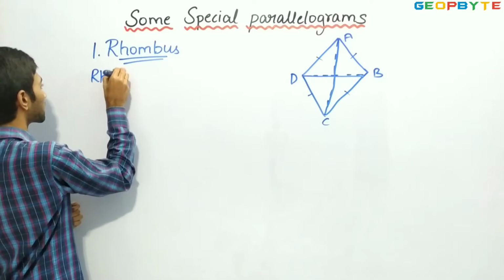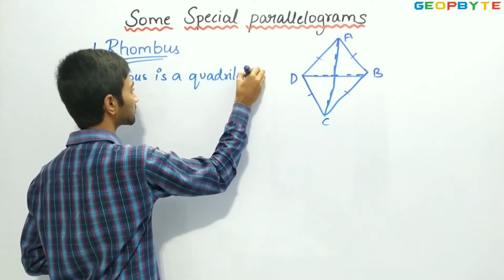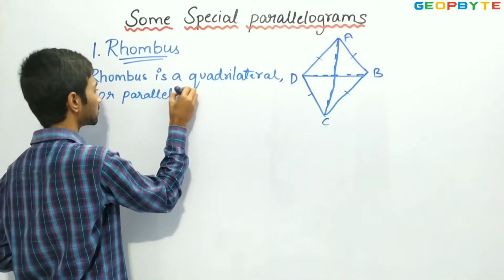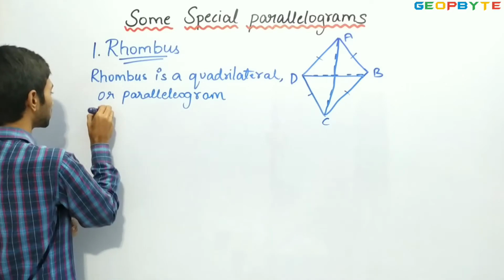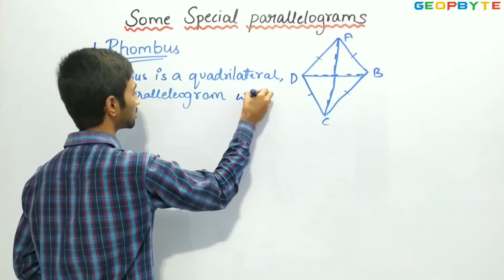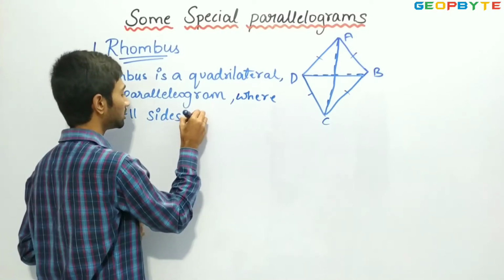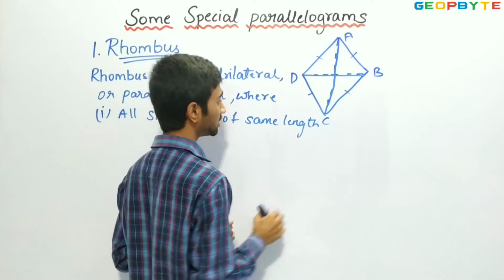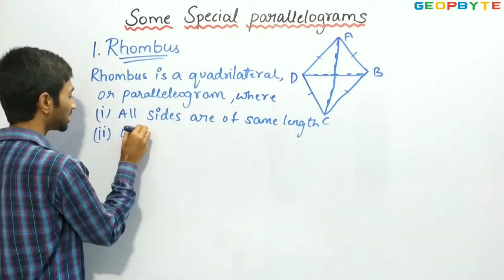So rhombus is a quadrilateral or parallelogram where now we will write the properties of these parallelograms. So rhombus is a quadrilateral or parallelogram where all sides are equal, that is all sides are of the same length. So for a rhombus, all sides should be equal. So all sides are of the same length, and next, opposite angles are equal.